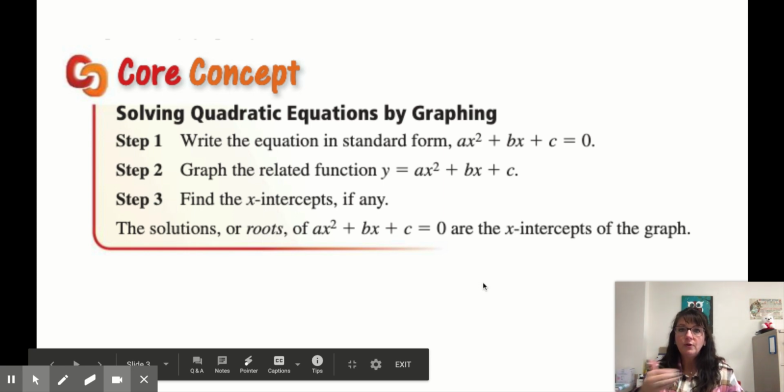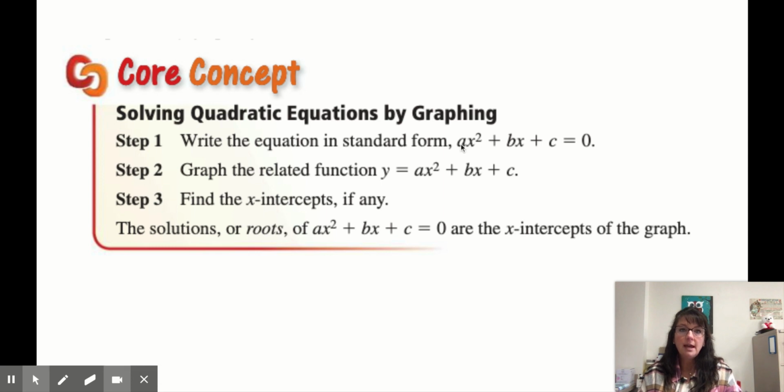Step one. First thing you want to make sure is that you have it in standard form. So you'll have your trinomial, ax squared plus bx plus c equal to 0. If you have anything other than 0, you might need to add or subtract to get all three terms, a, b, and c, on one side of the equation.